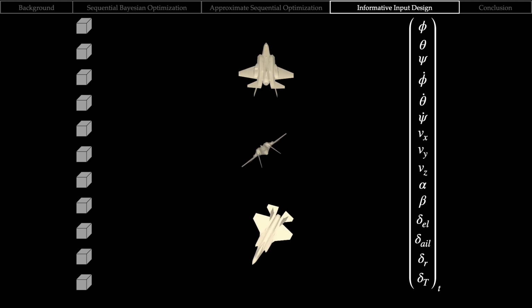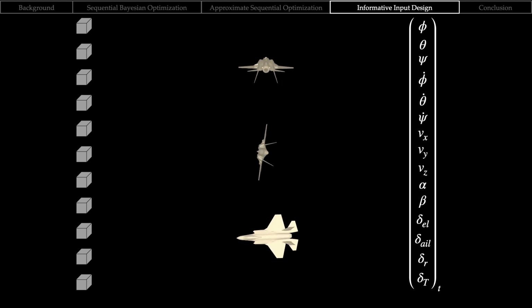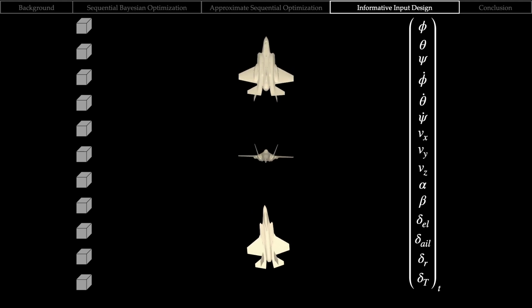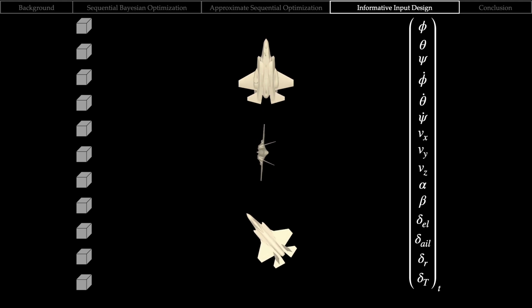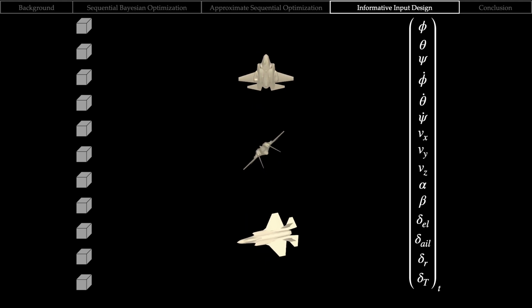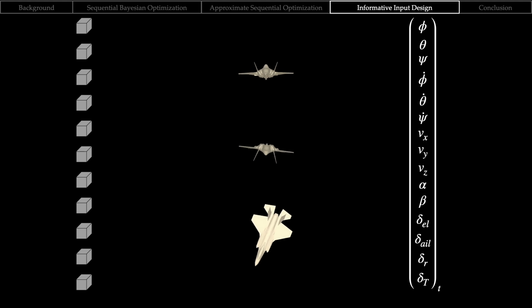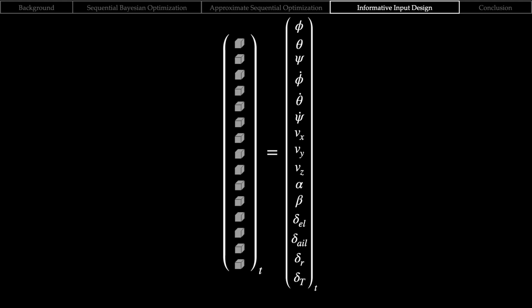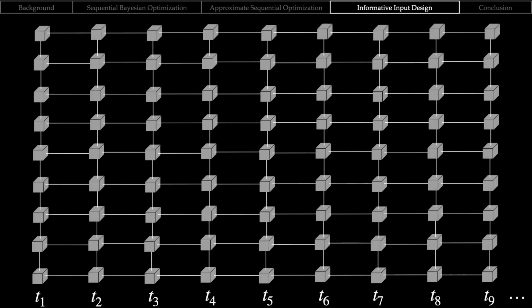So here we're showing the roll, pitch, yaw, roll rate, pitch rate, yaw rate, the x, y, and z velocities, and then the angle of attack and angle of sideslip. We can also include the control inputs to the aircraft as well. And so this vector in this graph-based setup is basically just this aircraft state and control at a single time instance.